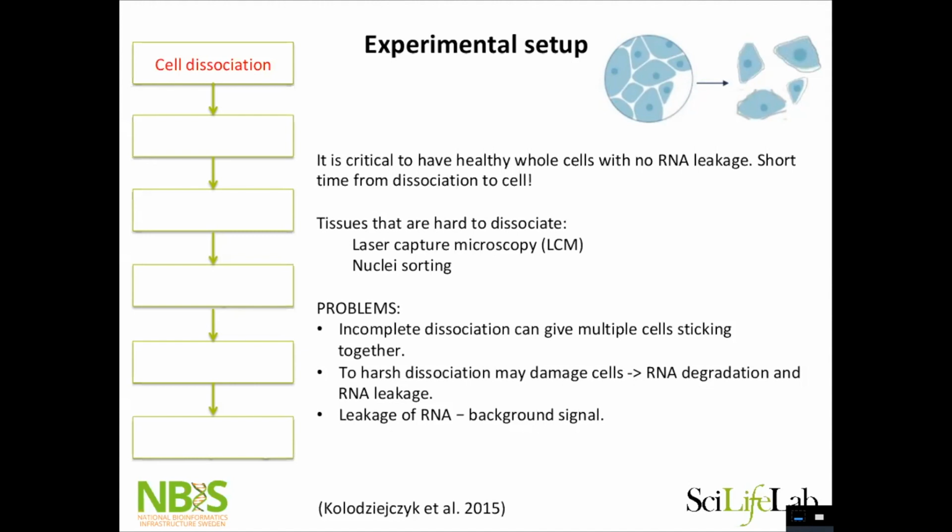Nuclei sorting is coming up a lot. I think it works really well for tissues that you can't get into suspension. And the problems can be that you can have multiple cells sticking together. If you have too harsh conditions, you damage the cells. And also, if you damage some cell types and some are fine in dissociation, you will have leakage of RNA from these damaged cell types that will give a background signal. And they will always give a bias to your data.